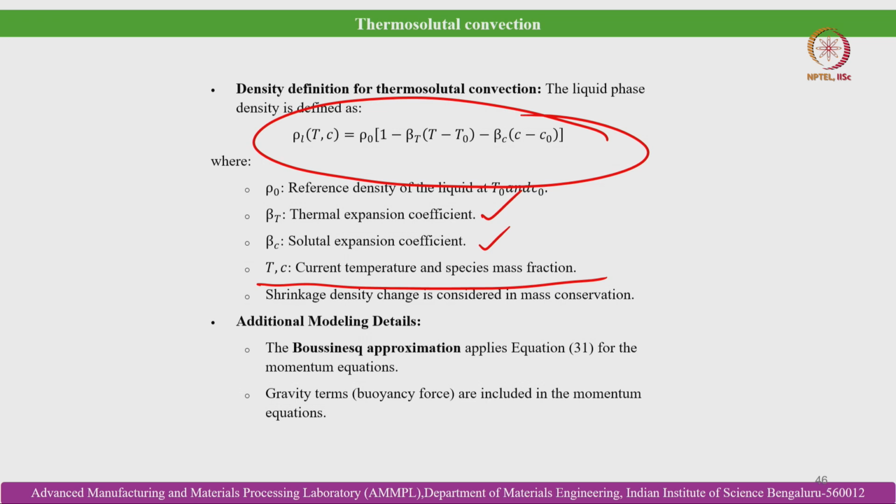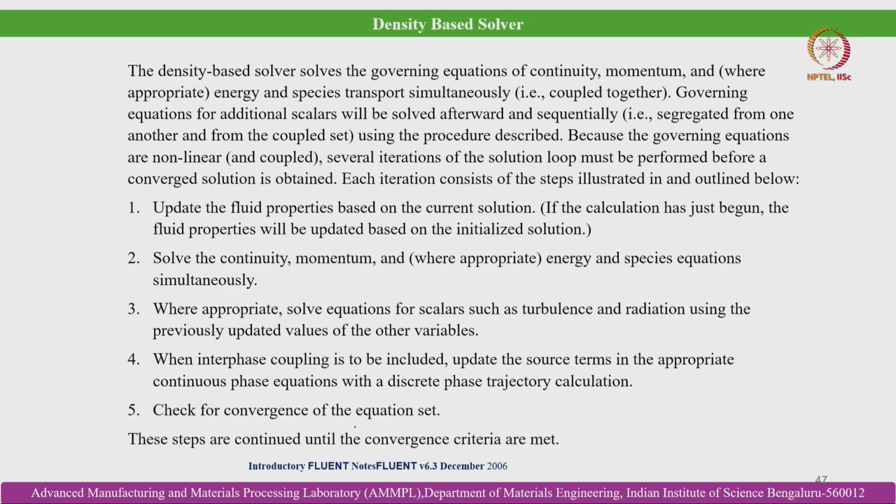So, that density change. We generally assume the liquid and solid phase densities to be constant, but ideally the variation of density as a function of temperature as well as solute content in the melt has to be considered, so that the effect of thermosolutal convection can be simulated in the solidification transport phenomena model, the process model for casting solidification. Additional modeling details are the Boussinesq approximation, which applies for the momentum equations, and gravity terms and buoyancy force are included in the momentum equation. So, these are the additional considerations.